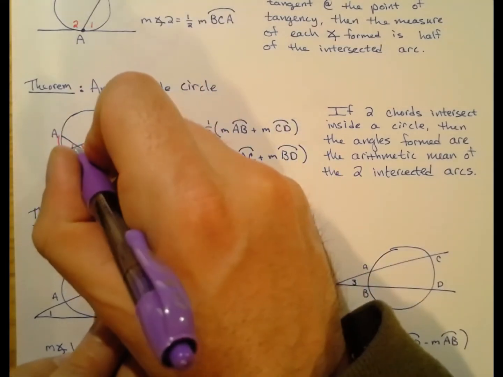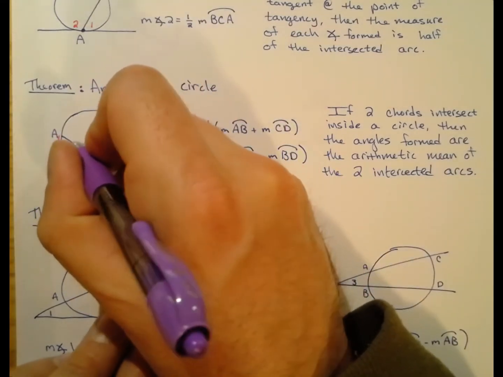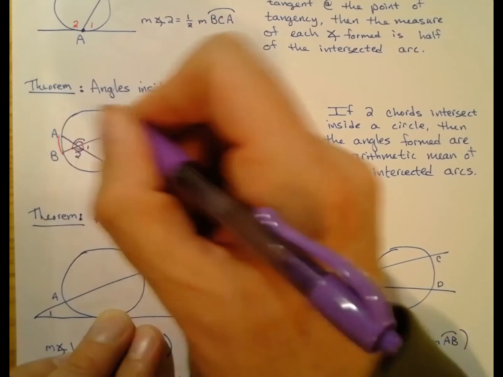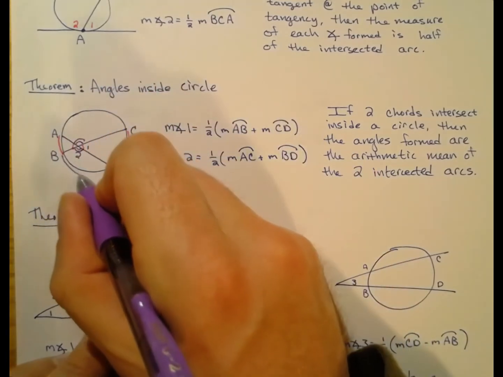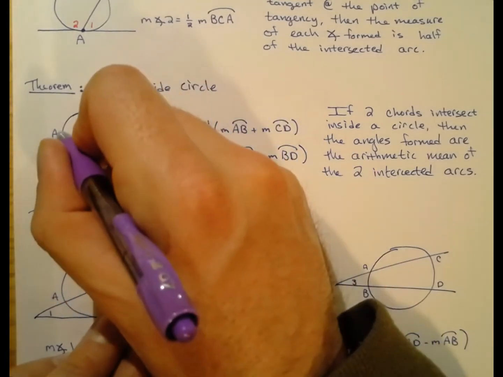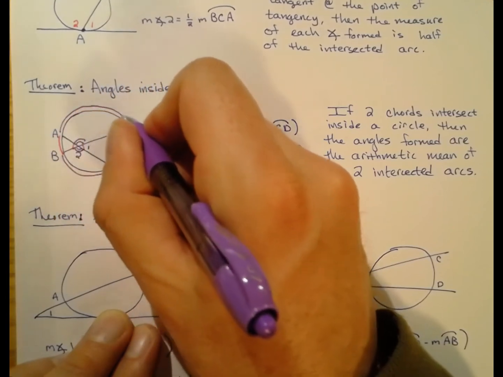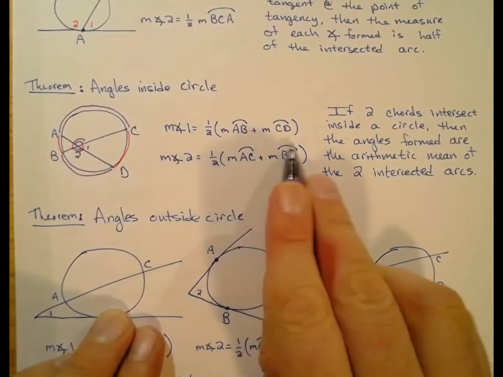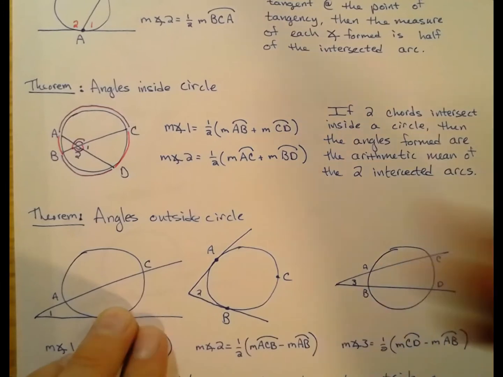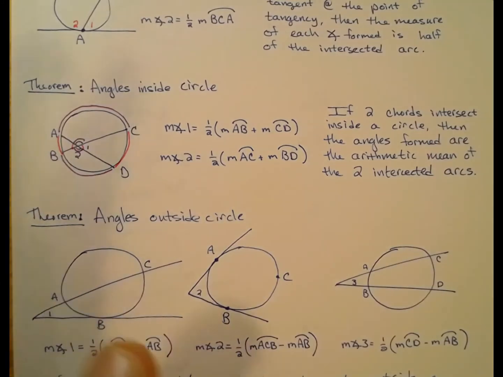And then angle 2 and its vertical partner, they're the average of these two intercepted arcs. So just add the two arcs together, divide by 2, and that's how you get the interior angles.